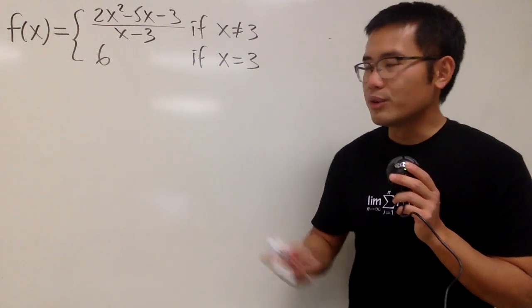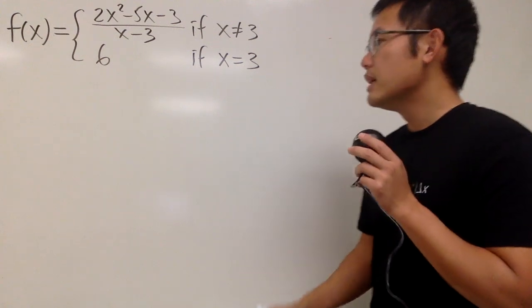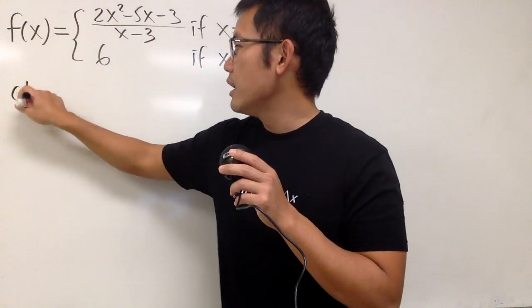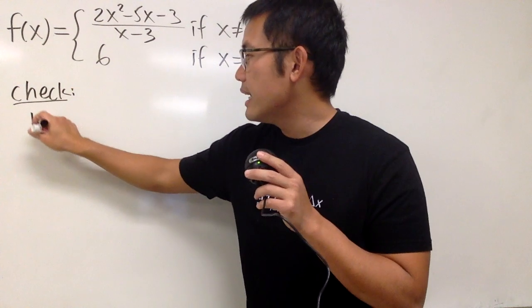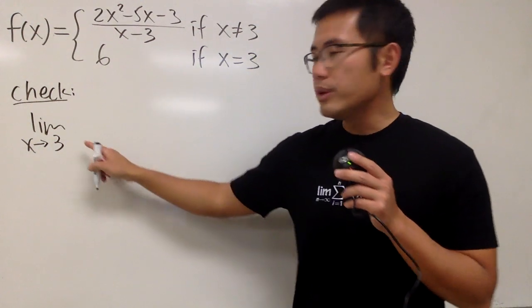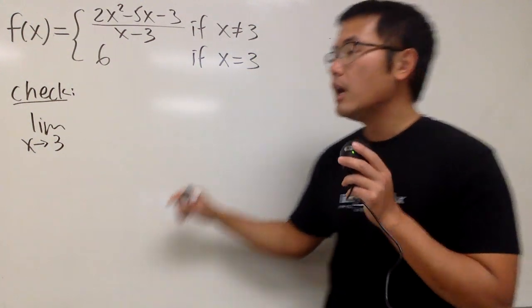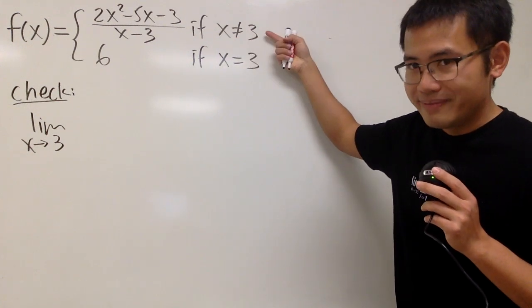Okay, in this video, we're going to investigate this function S3, is it continuous or not? So let's go ahead and proceed. Let's go ahead and check. The first check is we take the limit as x approaching 3. And notice that I'm not doing the 3 plus or 3 minus because here we have two pieces. The first piece says when x is not equal to 3.